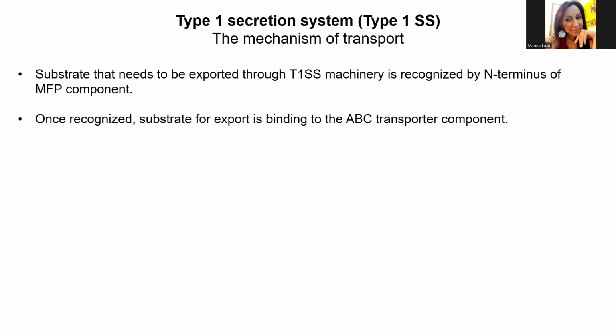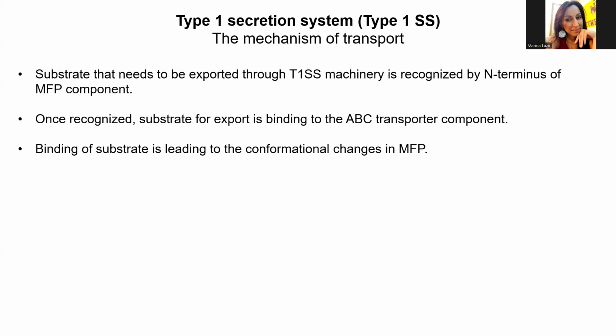Now, once the substrate is recognized, it is brought up to the ABC transporter, which is HlyB in the case of hemolysin transport. So again, the membrane fusion protein recognizes the substrate, and once recognized, it is bound to the ABC transporter that has ATP hydrolytic activity.